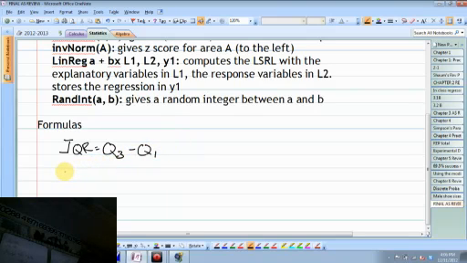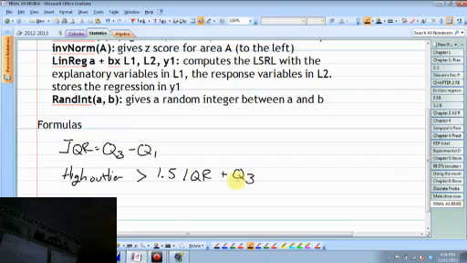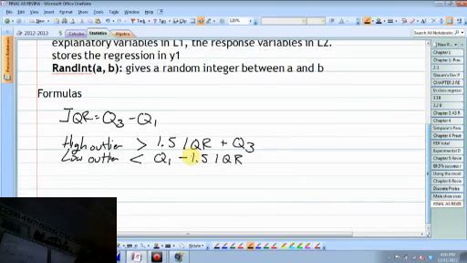IQR, the high outliers: a high outlier is greater than 1.5 IQR plus Q3. A low outlier is less than Q1 minus 1.5 IQR. What other ones do we have?